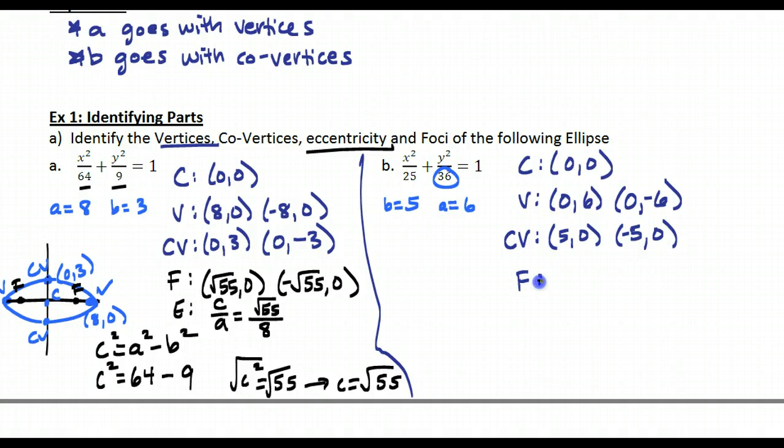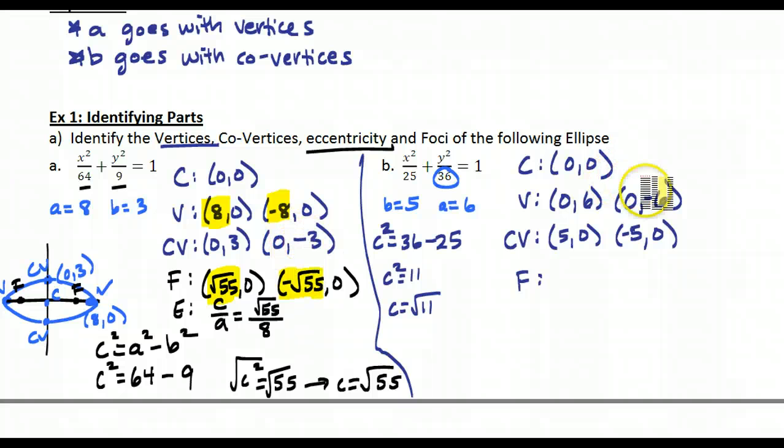That's how I kind of remember that. To find my focus point, I need to use my formula. So c squared equals a squared minus b squared. a squared is 36, b squared is 25. And I kind of remember this as it's always the biggest number, subtract the smallest number. Okay, c is the square root of 11. And then I want to just point out again that the vertex and the focus always are on the same axis. So if my vertex, for example in B, was in the y area, my focus has to be in the y area here.